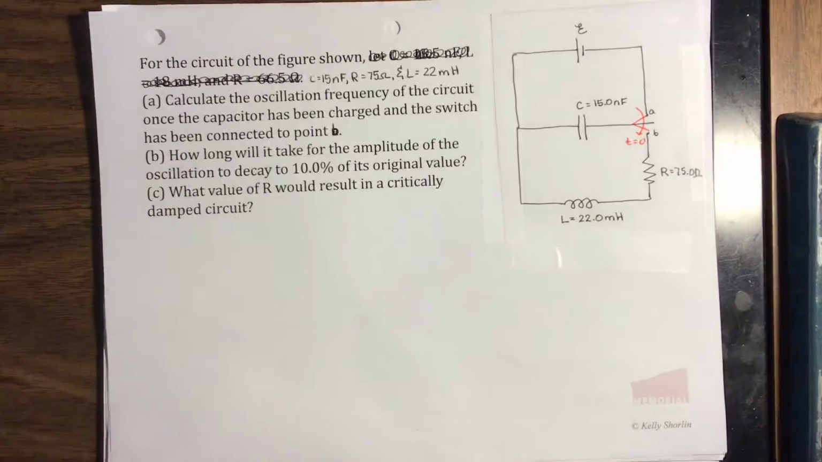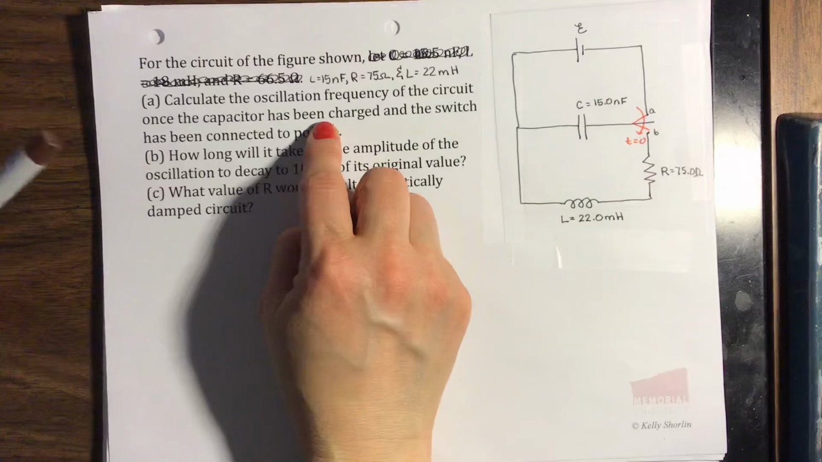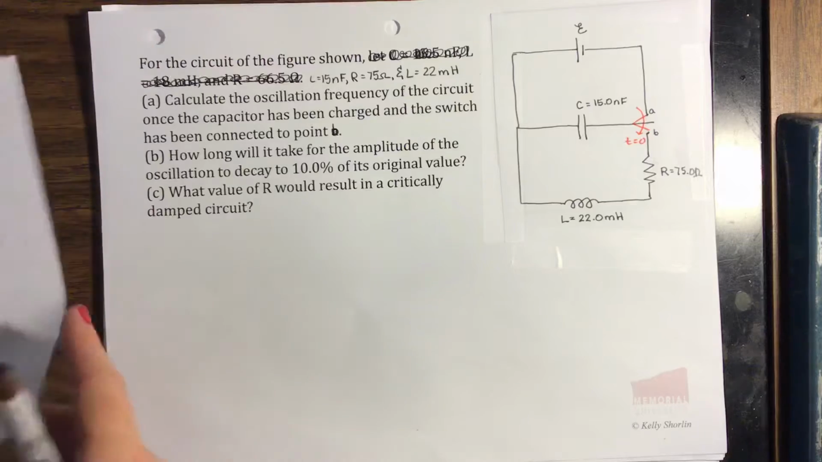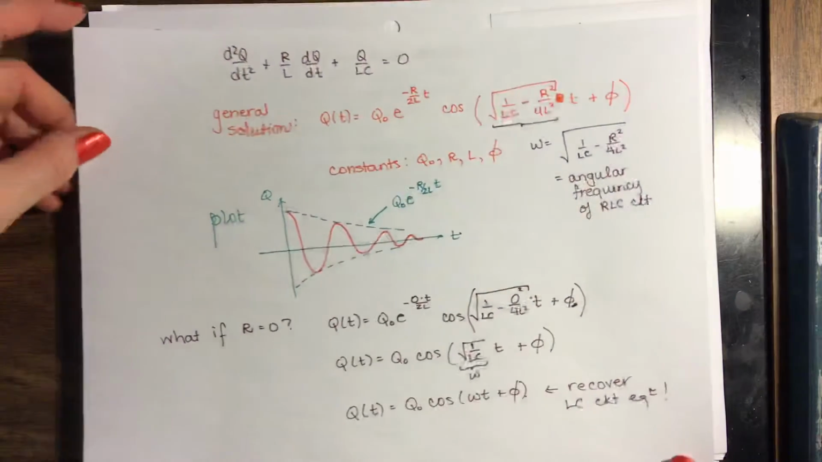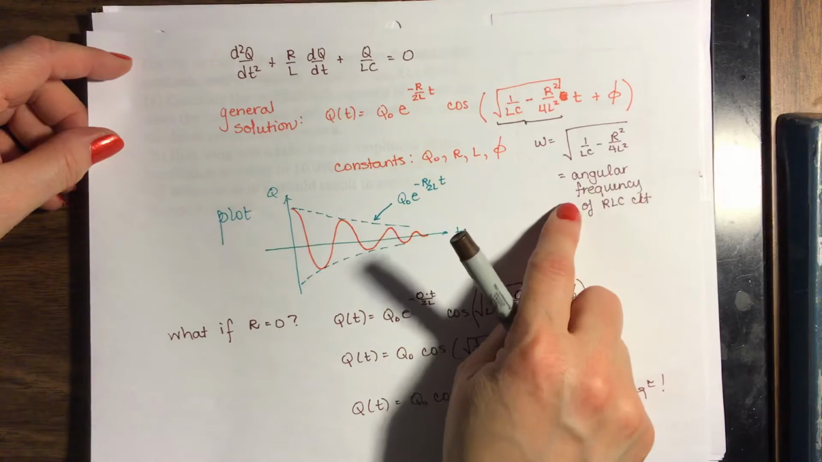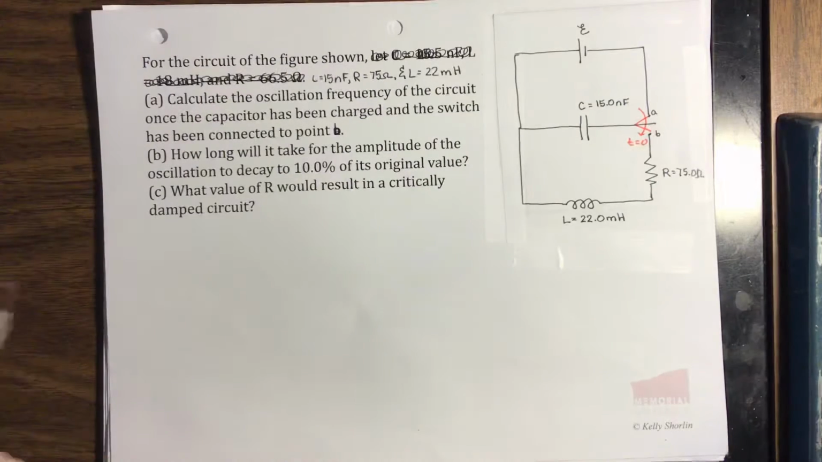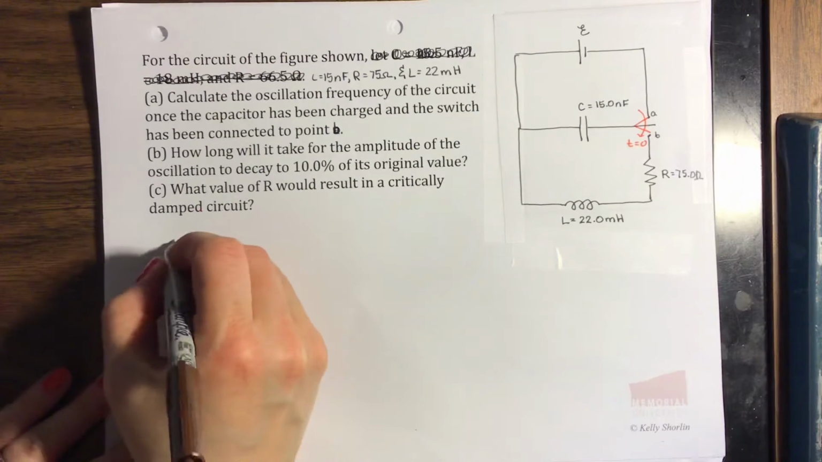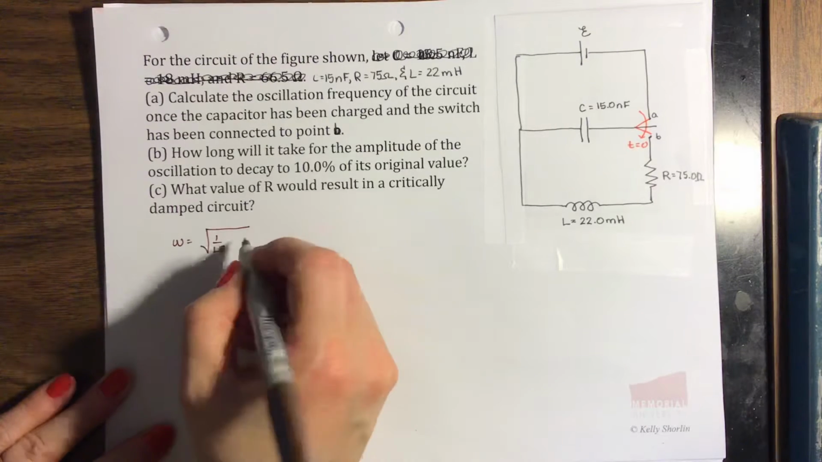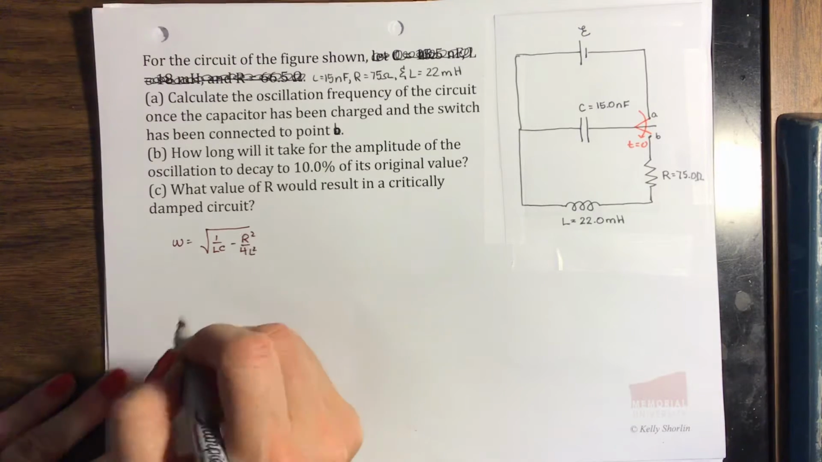The first thing we're asked to find is what is the oscillation frequency of the circuit once the capacitor has been charged and the switch is connected. So what we have to do is come back to our equation for the charge on the capacitor plates and use our expression for the angular frequency of the RLC circuit and calculate that frequency. So omega equals the square root of 1 over LC minus R squared over 4L squared.